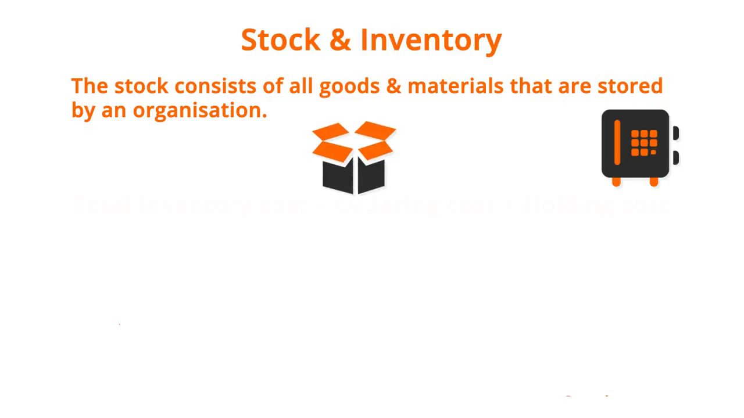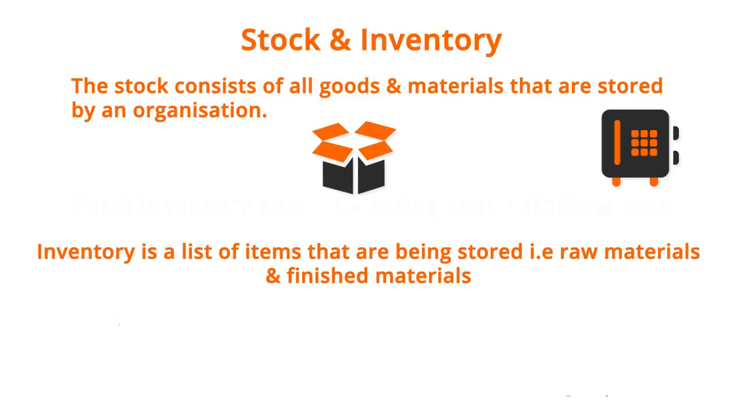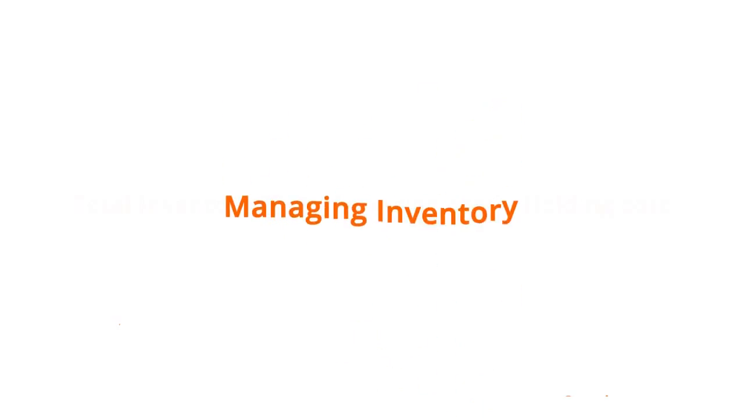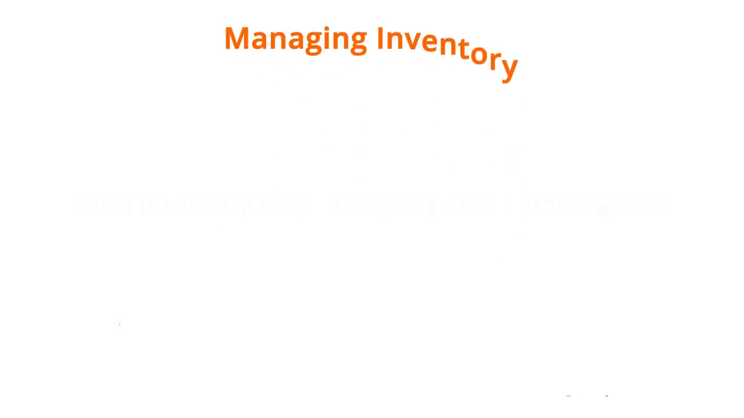Inventory. Inventory is a list of the items held in stock. It includes, in a small business, finished products as well as the raw materials used to make the product, the machinery used to produce its products, and the building in which the products are made. In other words, anything which goes into producing the item sold by the business is part of its inventory. Let's now take a look at managing our inventory.